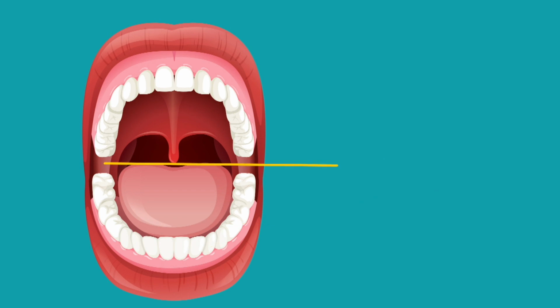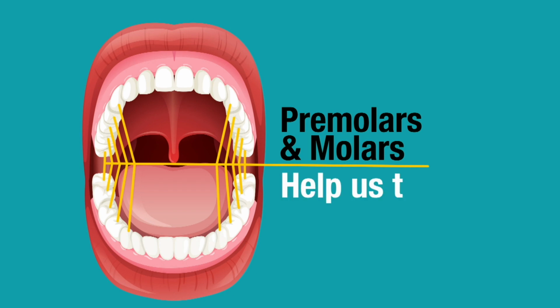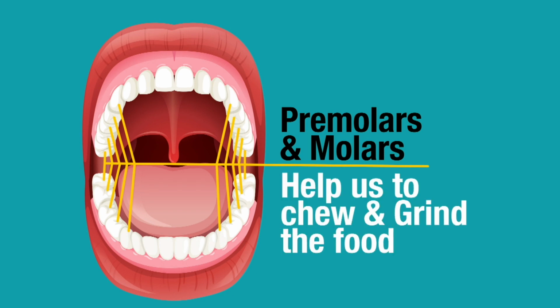Yes. Again we have the premolars and molars, which are very broad. They have a flat surface and are not so pointed. They are broad and flat, and they help us to chew the food and grind the food. Okay. So these are the functions of the different types of teeth.